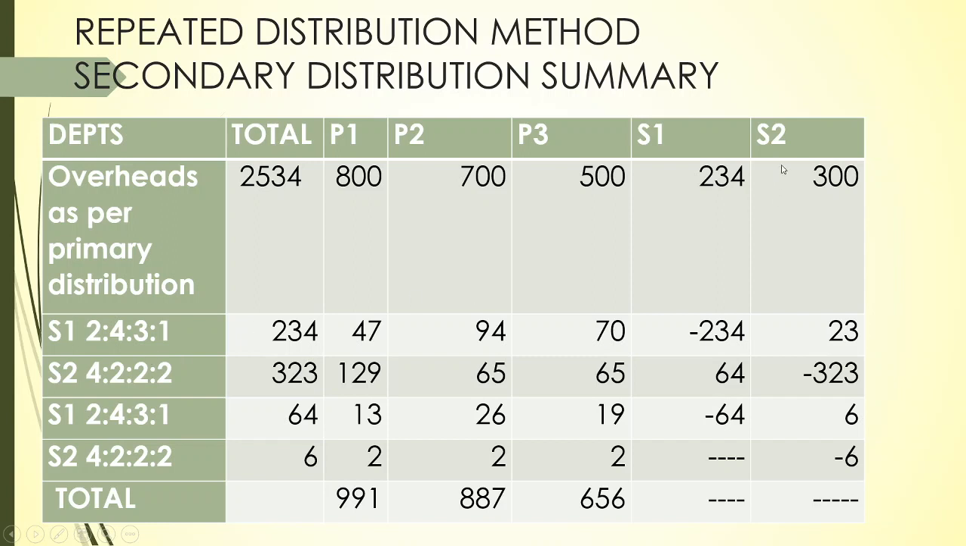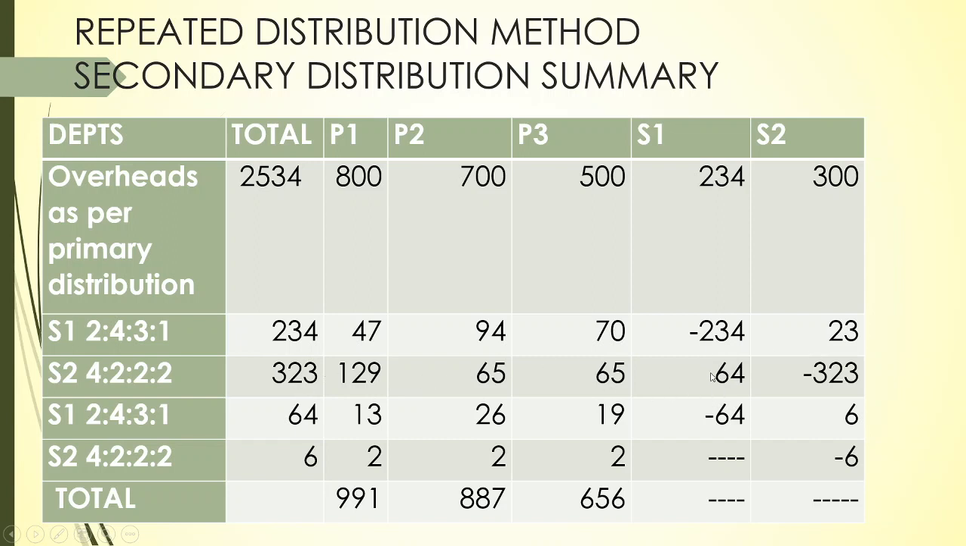Next is the S2 department. S2 department already had 300 rupees as overheads. Now 23 rupees of S1 department is added to that. So the total is 323. Here you can see minus 323 in the total column, and it has to be distributed in the ratio 4:2:2:2. So P1 department 129, P2 department 65, and P3 department 65, but the total should be 323, so it is 64.